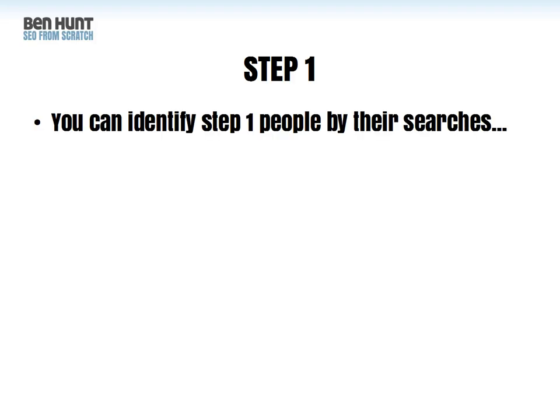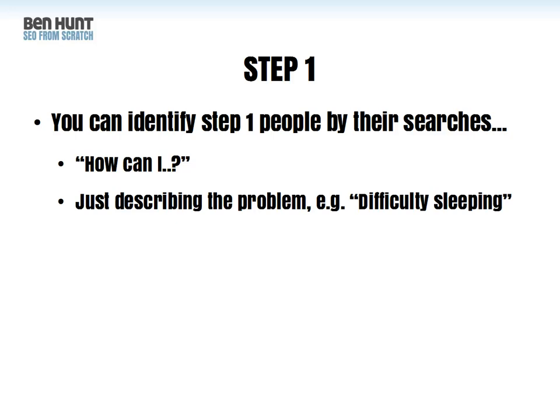Then once you become aware that there is a problem or an opportunity, you move to step one. And now you can identify people by their searches. Somebody who's at step one might be typing in something like, "How can I?" Or they might just describe their problem. Difficulty sleeping is a step one thing. They're not saying, "Is valerian root an effective solution for sleep problems?" Because that means they're already aware of solutions. These are people at step one.